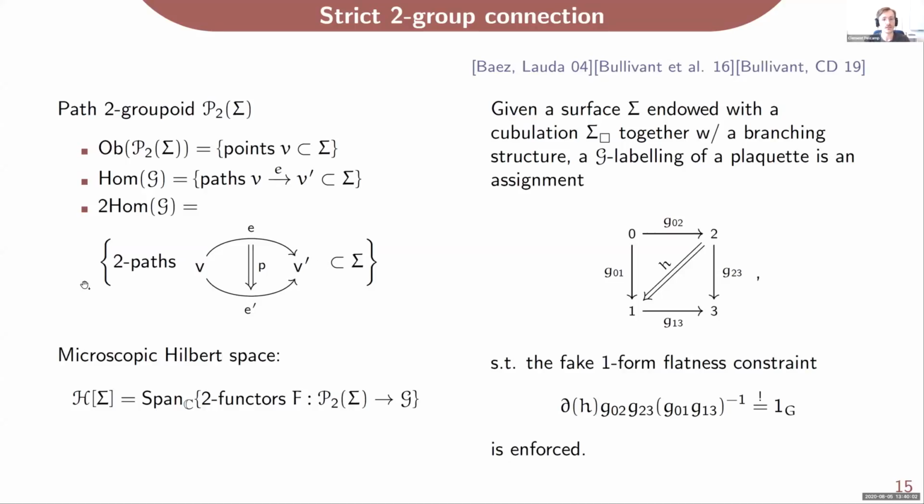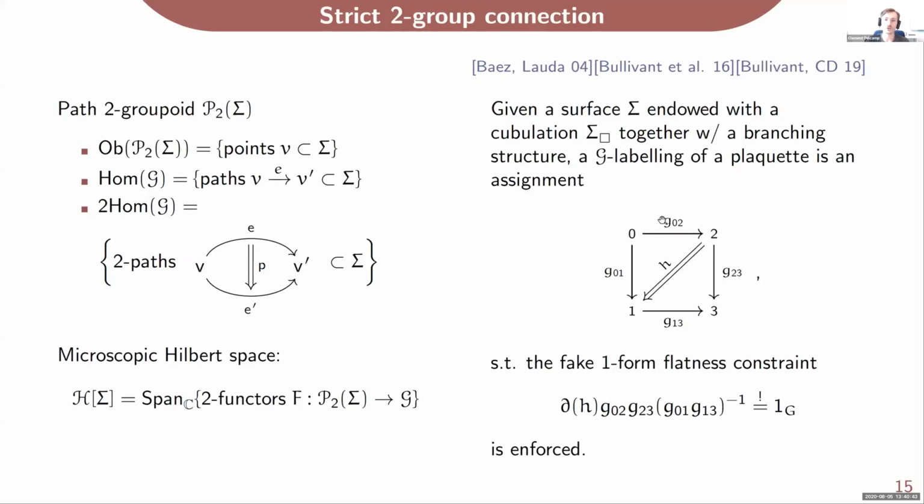And now, using this, I can concisely define a two group coloring of a discretization via two functors from the path two groupoid to the delooping of my strict two group. So more practically, how does that work? Let's say I have a surface that I choose to endow with a cubulation, together with a branching structure. It means having a numbering of my vertices, from which I can induce an orientation for the edges. And in that case, a given plaquette is colored as follows by a strict two group.